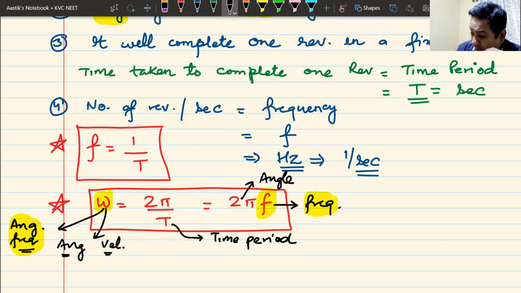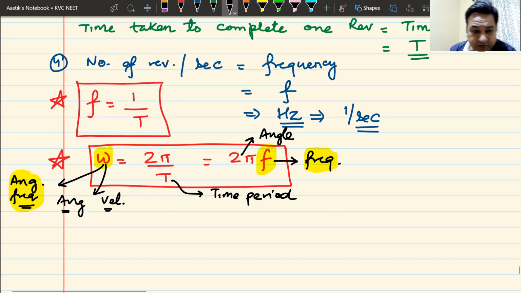Okay. We are noting down some important points about uniform circular motion. F is equal to 1 by T. We all know this. Omega is 2 pi by T, and that is equal to 2 pi into f. There is one more small thing that you must remember, which might be coming in your questions, and I don't want you to be getting confused.